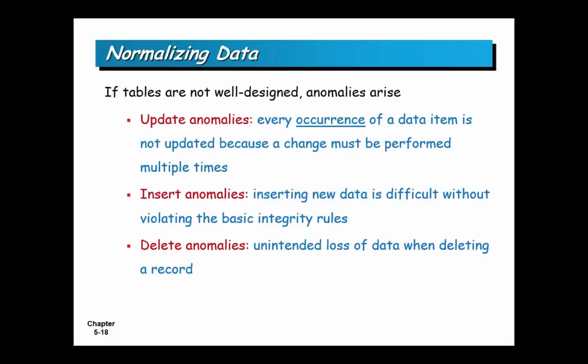A delete anomaly is kind of the opposite of an insert anomaly. You have that combined salesperson cell phone table, and you fired a salesperson, but you still want to have that, you don't want to lose that cell phone. So by deleting that salesperson, you're forcing yourself to delete the cell phone data, but you didn't really want to. So that's a delete anomaly.